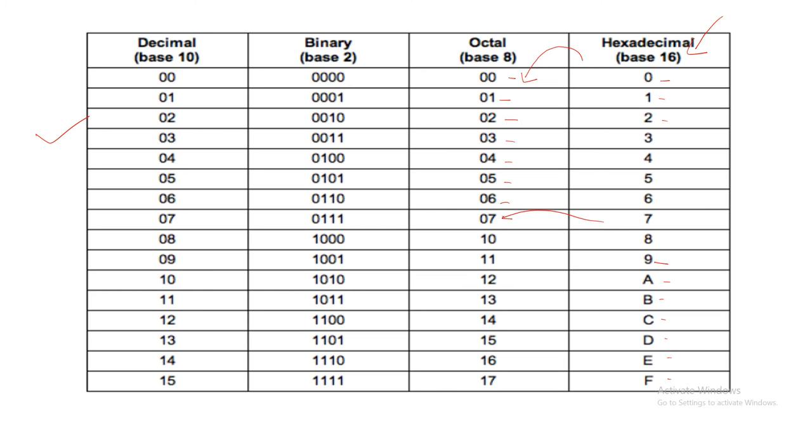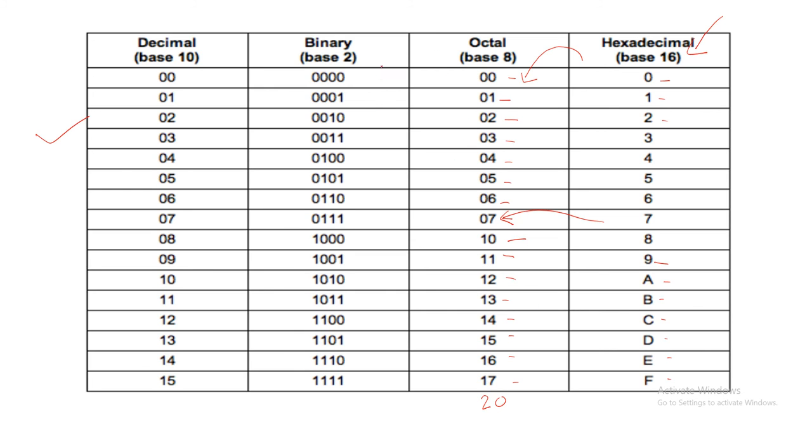So 7 is equivalent to 7. Now there is no 8 in the octal number system. So after 7 there will be 10. Then it will be again 11, 12, 13, 14, 15, 16, 17, and it's done. After that it will be 20 because we don't have 18.